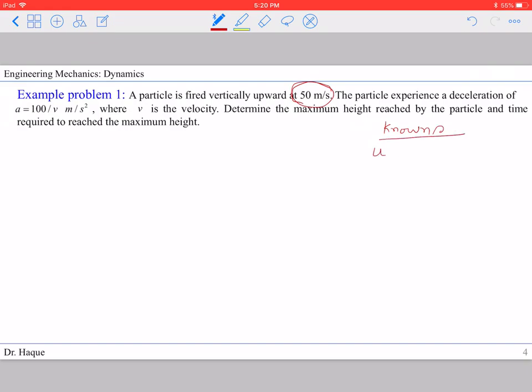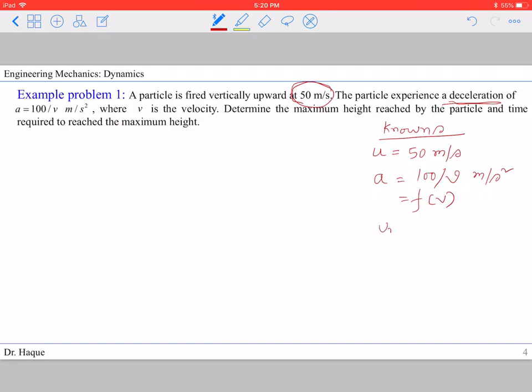So it's the initial velocity, u, 50 meter per second, and the particle experiences a deceleration, which is opposite of acceleration, that is defined as a equals 100 over velocity, and the unit is meter per second squared. One thing to notice is that a is not constant, it's a function of velocity. So these two things are given.